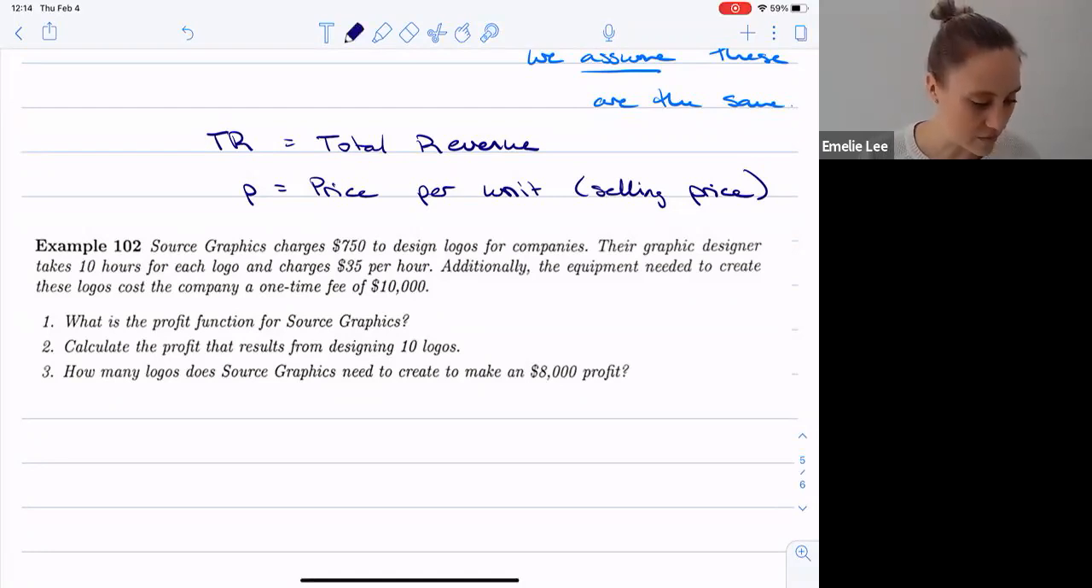All right. What I want to do first is go through and figure out what information I have. And then the first question asks, what's the profit function for Source Graphics?